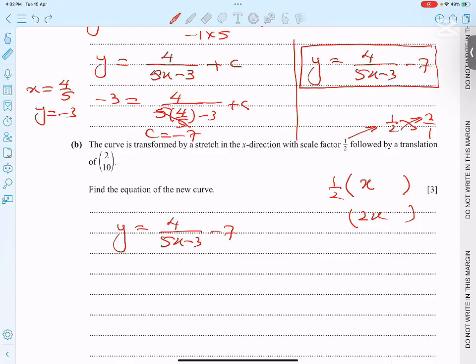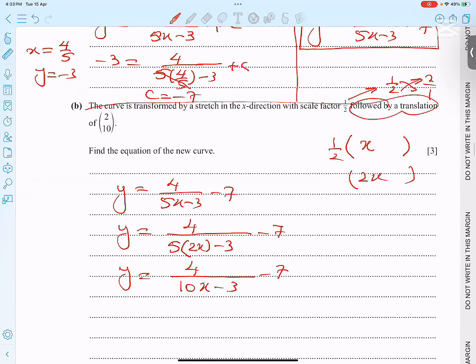So first of all, he said stretch parallel to the x-axis with factor half. So job number 1: we're going to replace this x with 2x. Everything else remains the same. So job number 1 is done. Now, if you look carefully, it becomes y equals 4 over (5 times 2, which is 10x, minus 3) plus 7. He said this is followed by a translation.